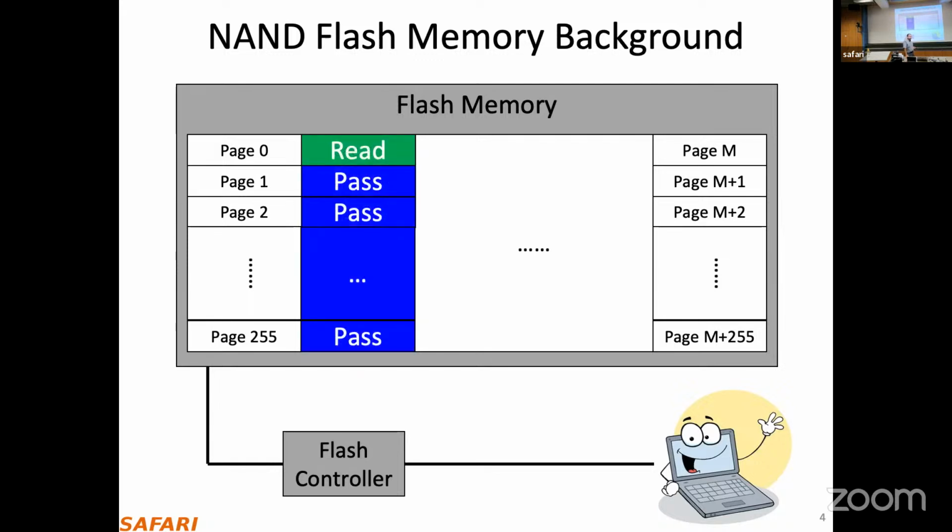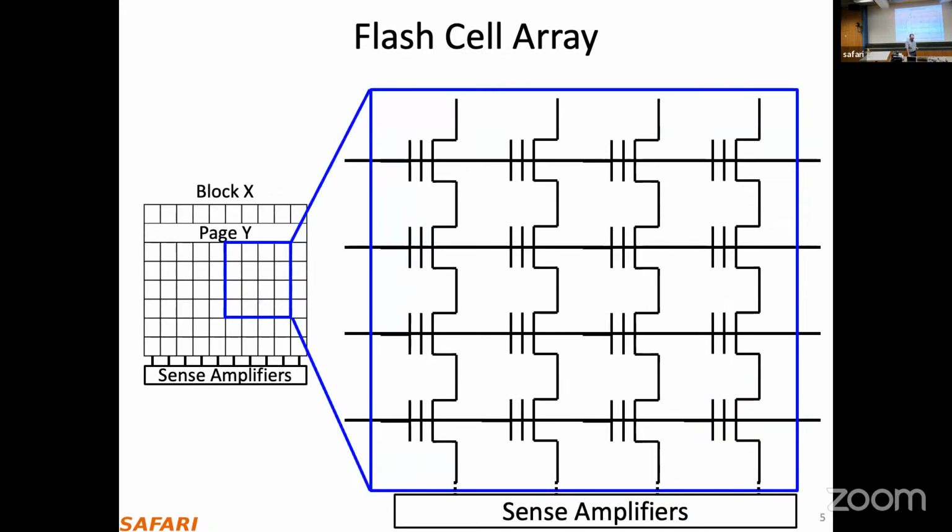When you want to read data from a flash, we're gonna see more detail about the read operation. But basically, you need to apply a voltage, which we call the reference voltage, to the page that you want to read. And for other pages, you need to apply pass voltage, which is high enough to make sure that all other flash cells are acting as resistors. We're gonna see more detail soon.